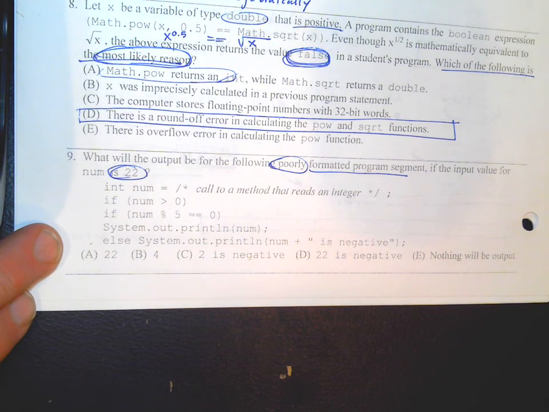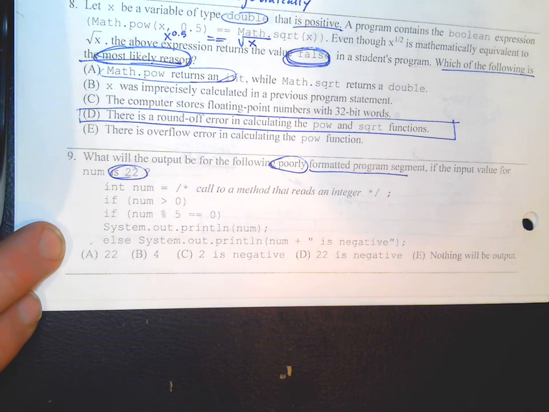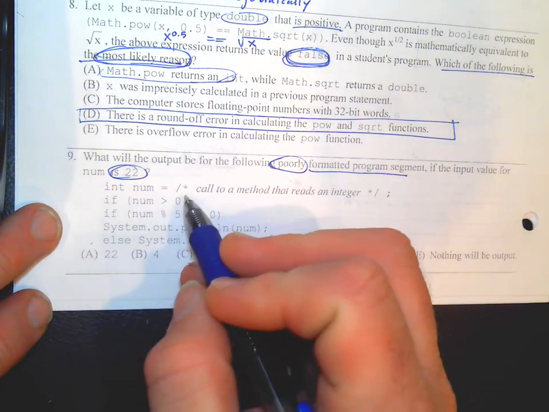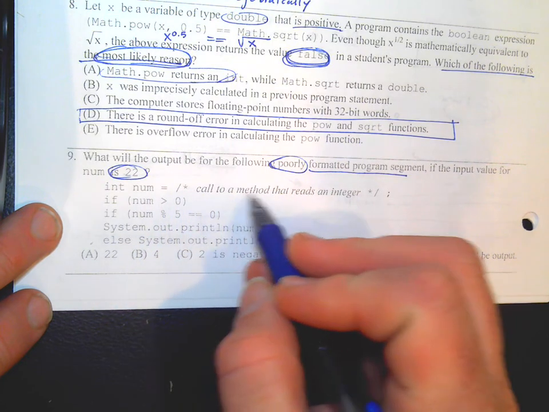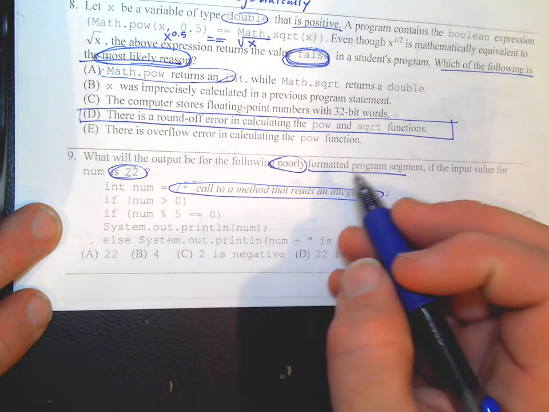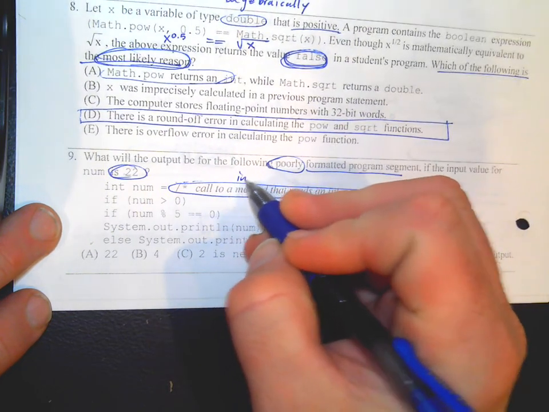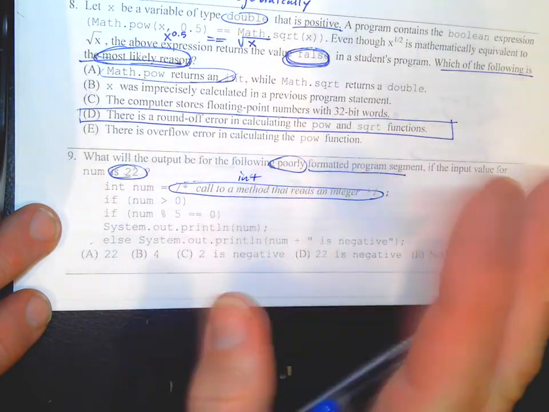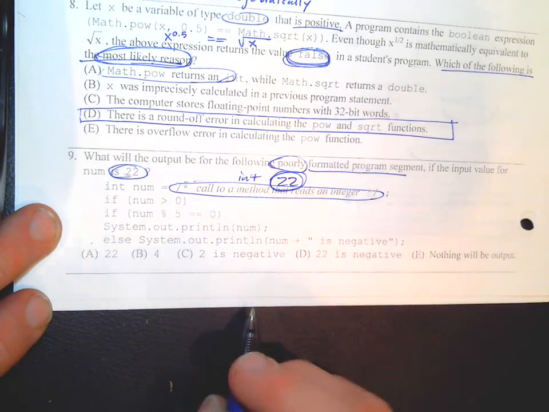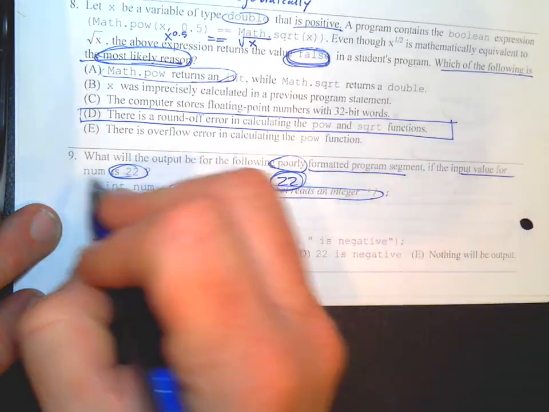Now, if you don't put the curly braces, that's how it's going to treat it. So int num equals a call to a method that reads an integer. They're just saying there's like a JOptionPane or something like that. They get an integer, okay? And we store it. No problems there. In this case, we're going to give it 22. The input value is 22. So we get in 22.